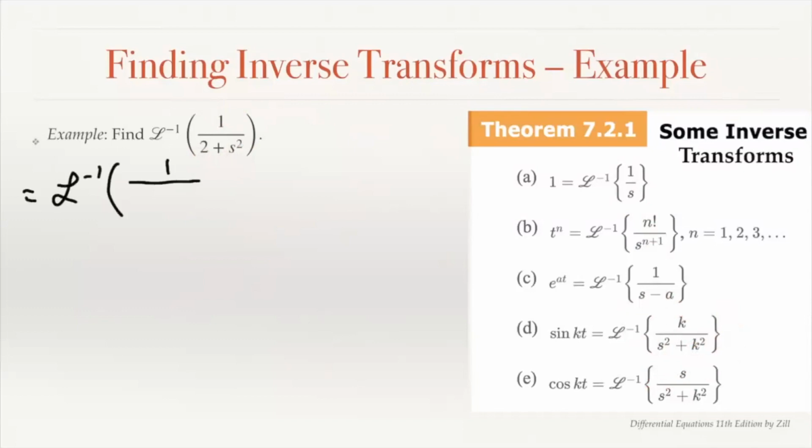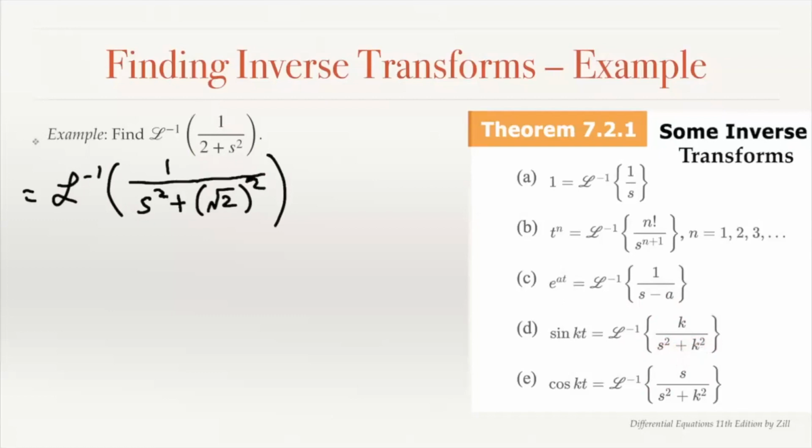So first, s squared plus 2. We want it to be s squared plus k squared down there. How can we do that? Well, we'll write that 2 as root 2 squared. Okay, making progress toward making it look like that.